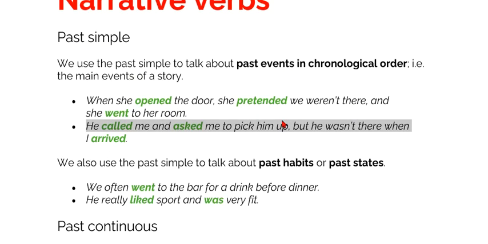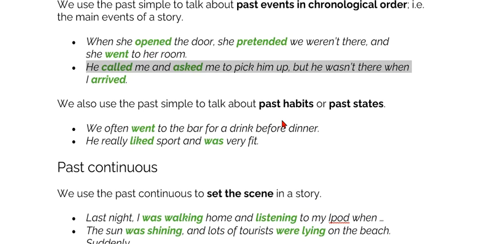So let me give you some examples. When she opened a door, she pretended we weren't there and she went to her room. Okay, you see the time sequence? He called me and asked me to pick him up, but he wasn't there when I arrived. You see the time sequence. So first, he called me. He asked me to pick him up. When I arrived there, he wasn't there. You see the time sequence, the time order in which certain actions happen in the past.